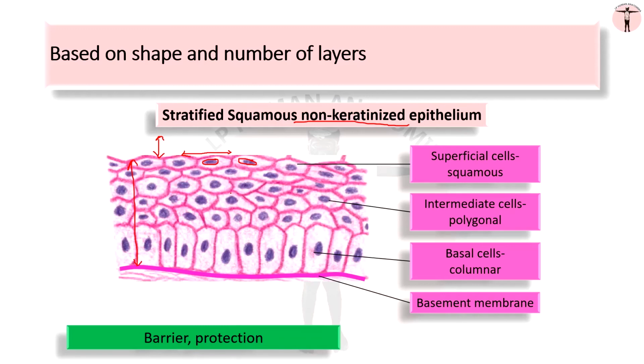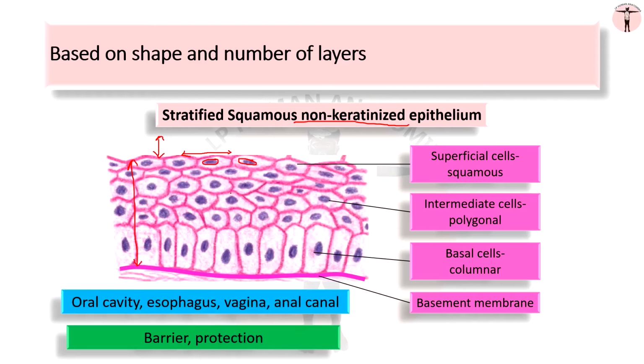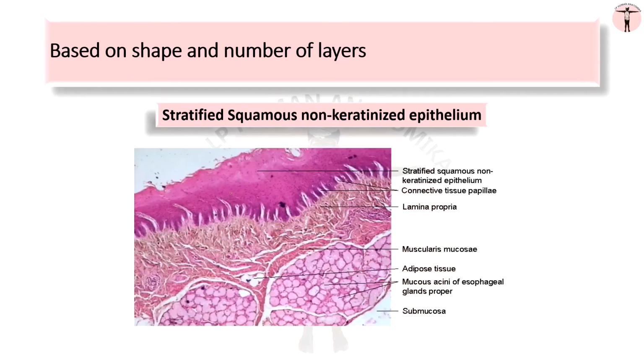Now, it acts as a barrier and provides protection against mechanical injuries. Then it lines wet surfaces such as the oral cavity, esophagus, vagina, and anal canal. This is the picture showing the section of esophagus, and here it shows the stratified squamous non-keratinized epithelium. Observe the thickness of the stratified squamous non-keratinized epithelium.